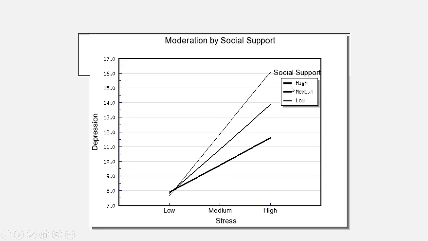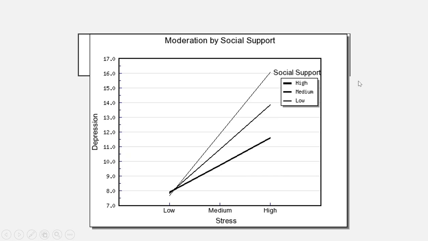If you evaluate the line representing people with a lot of social support, basically a lot of people in your life that you can lean on and talk to and you feel close to, you see that the slant of that line representing the correlation between depression and stress is a lot more horizontal looking. It's not slanted as extremely as these low social support people. What that means is for people with high levels of social support, the correlation between depression and stress is weaker. The correlation is not as strong if you have a lot of social support.